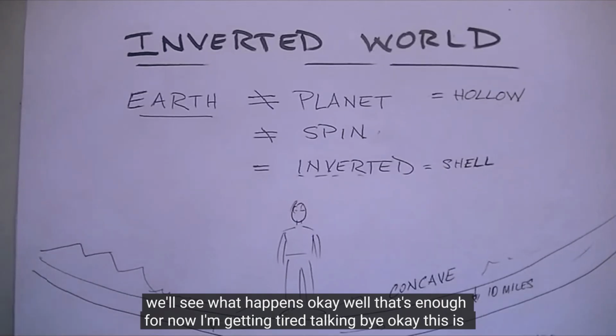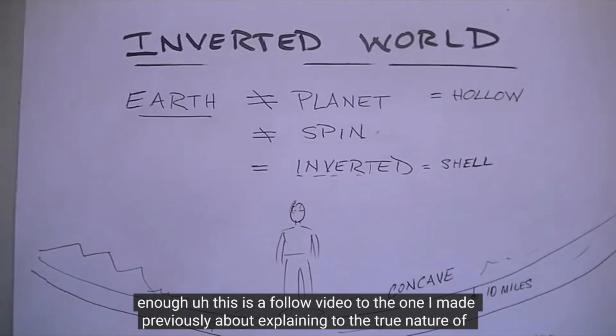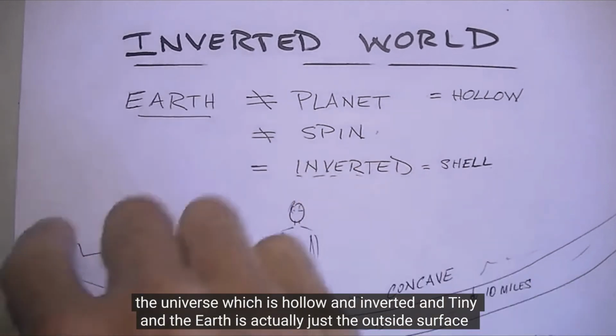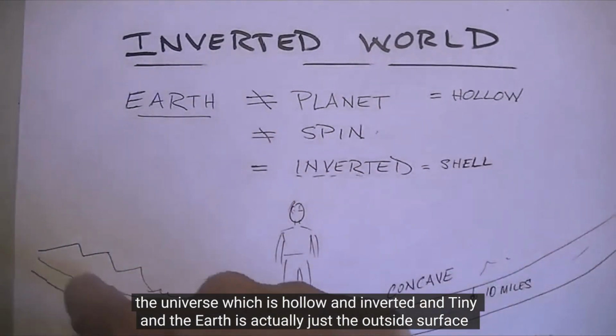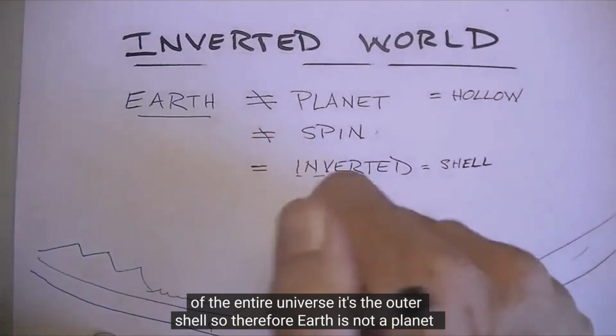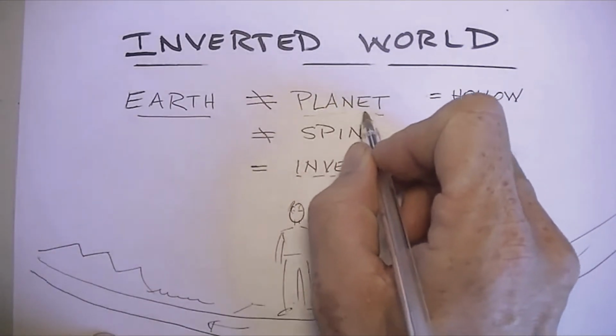Okay, this is a follow-up video to the one I made previously, explaining to you the true nature of the universe, which is hollow and inverted and tiny, and the Earth is actually just the outside surface of the entire universe. It's the outer shell, so therefore Earth is not a planet.